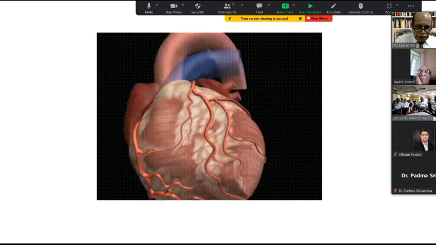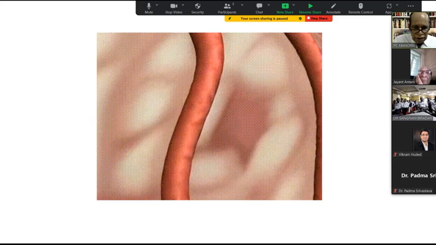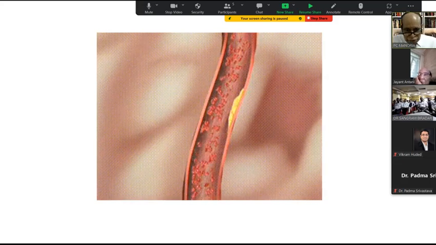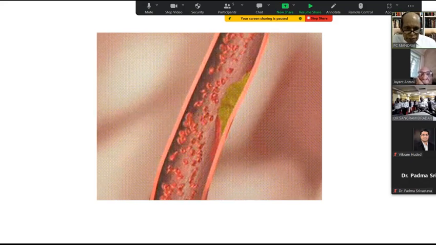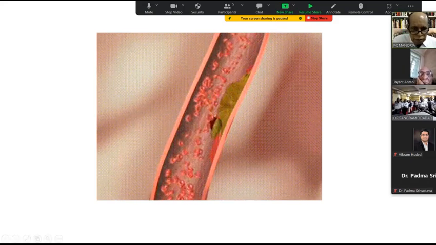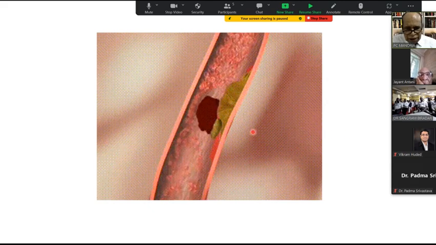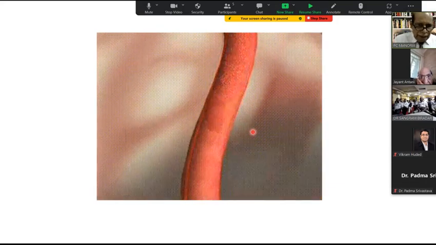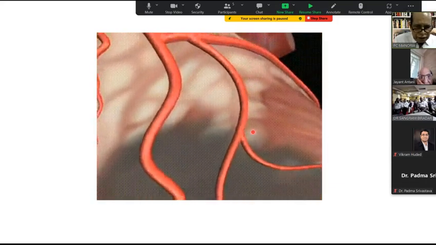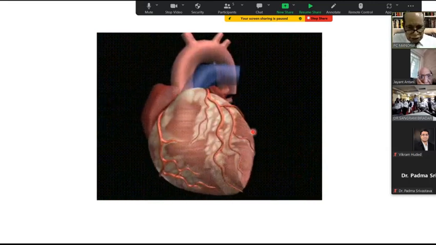Now, this is just to show you how acute myocardial infarction develops. Acute myocardial infarction develops because of disruption of a vulnerable plaque. The moment the plaque disrupts, thrombogenic material is liberated into the blood, and this results in formation of a clot. And the territory of the infarct related artery, the myocardium which is supplied by it, undergoes necrosis.